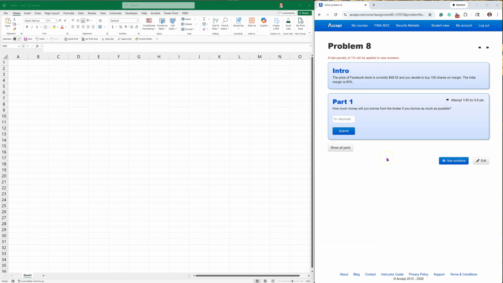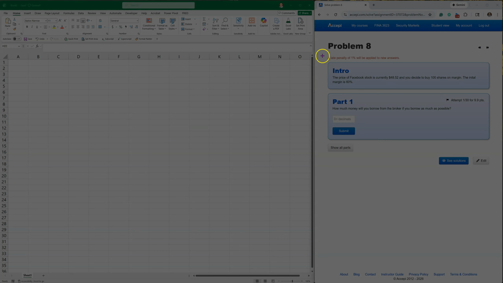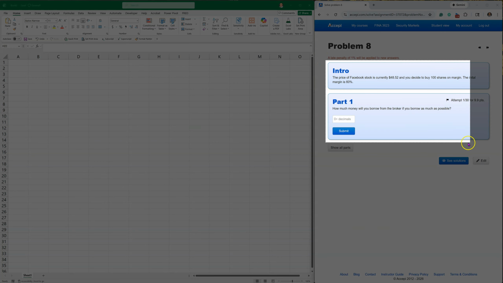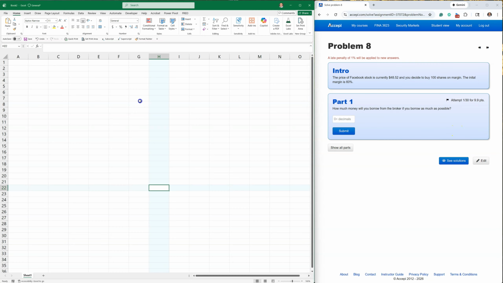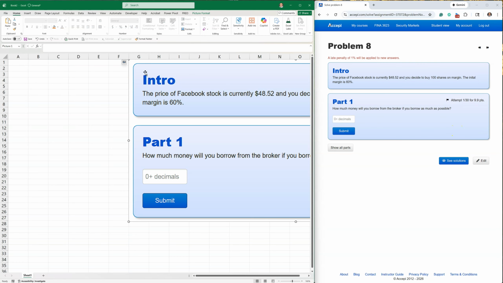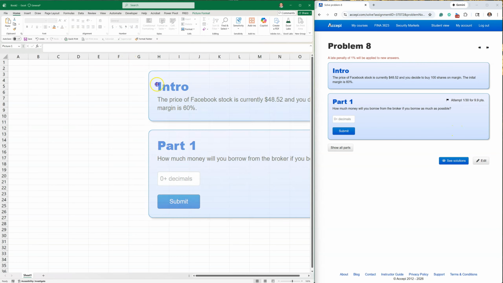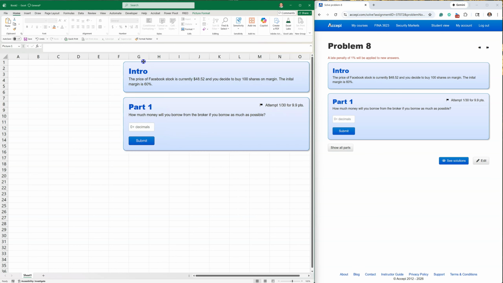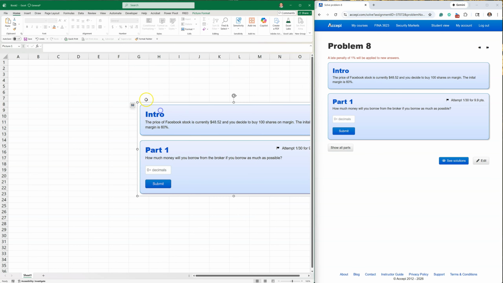Okay, I had a question from one of my students in my investments class on how to do part two in this problem. It's from my security markets chapter, so let's just go ahead and get started. I'm going to press Windows Shift S and paste this problem into Excel, and let's make it a little bit smaller so we can see what we're doing here.